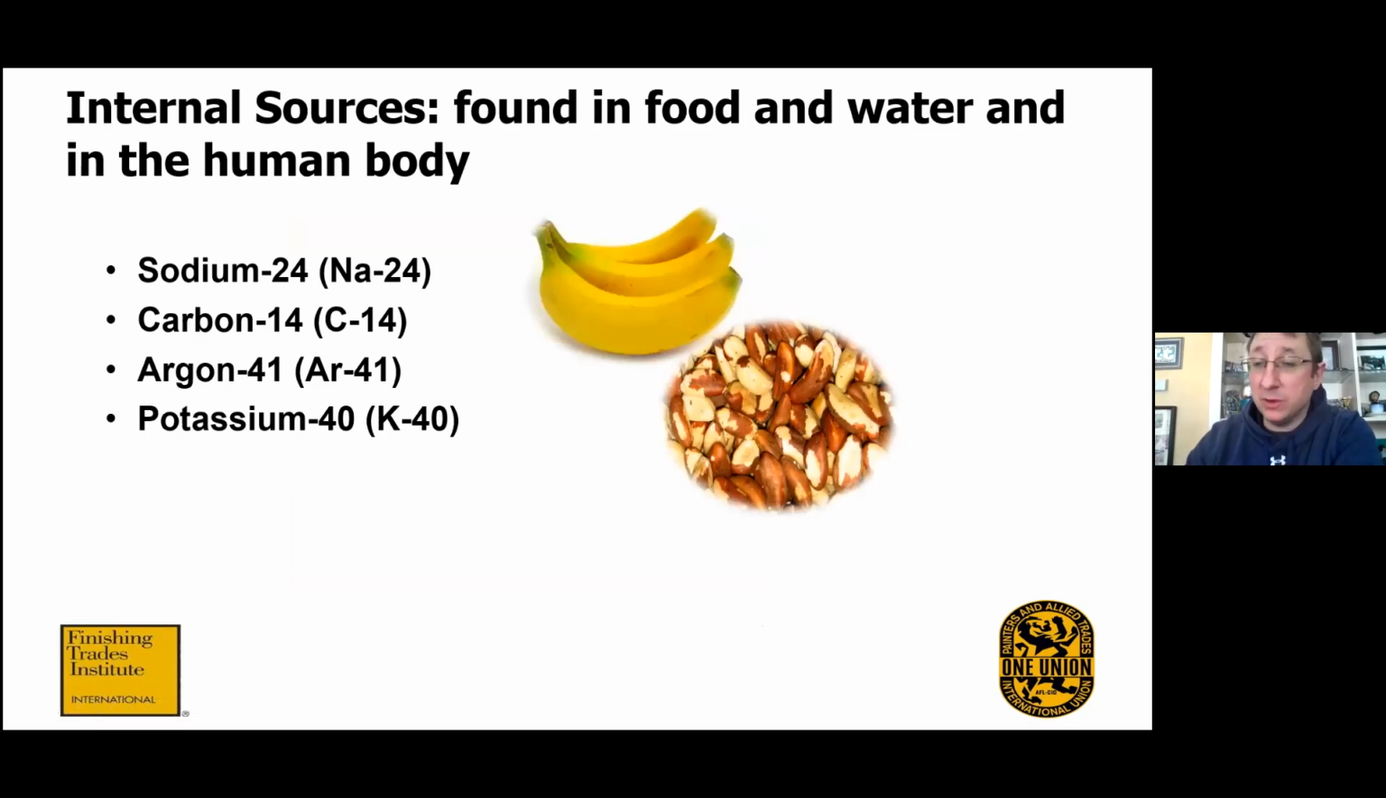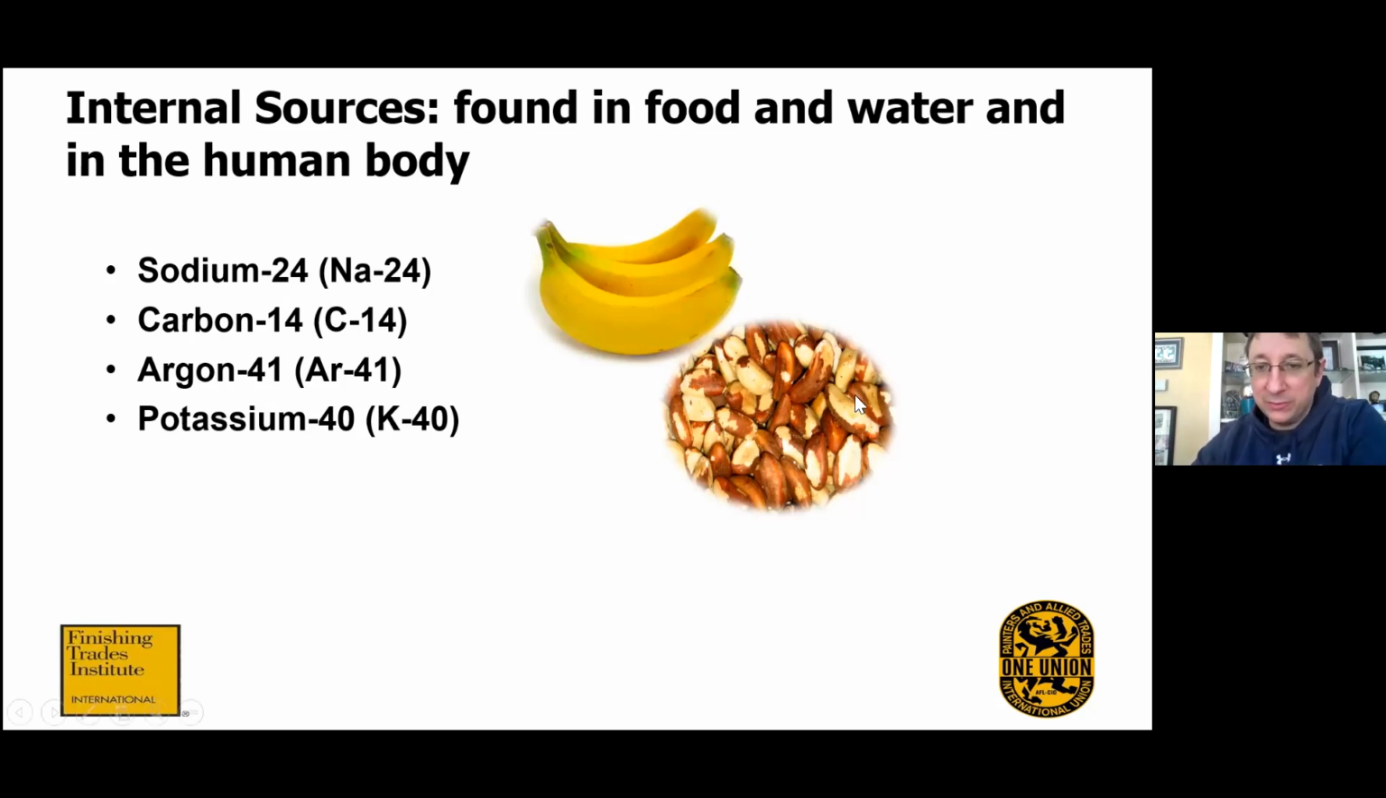Internal sources are what we would find in food and water and what we take into us. So, I mentioned salt yesterday. Sodium-24 is one of those isotopes that's not stable. It's a very small component, though, of our table salt. Carbon-14 is an isotope of regular carbon. Argon, and then potassium-40, I mentioned the bananas, right? We'd have to eat 40,000 bananas in a very, very quick time to reach that Department of Energy annual dose limit of 5 rem a year.